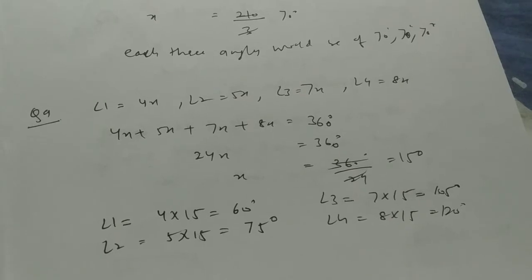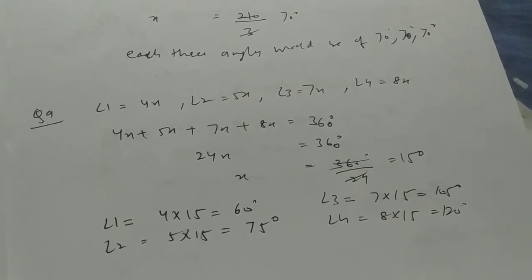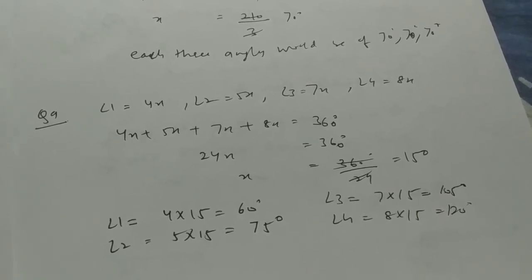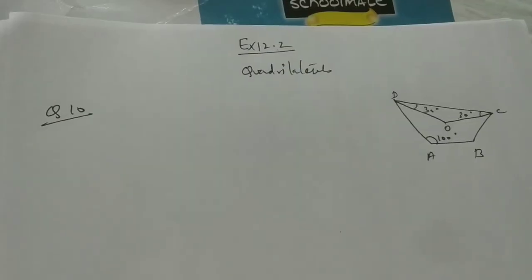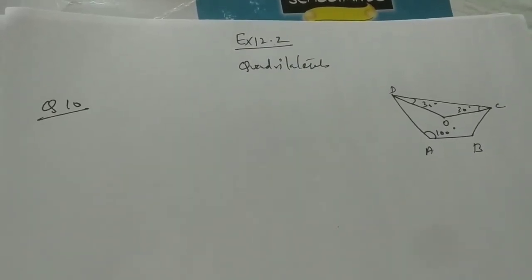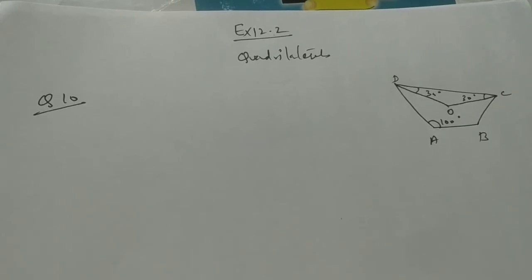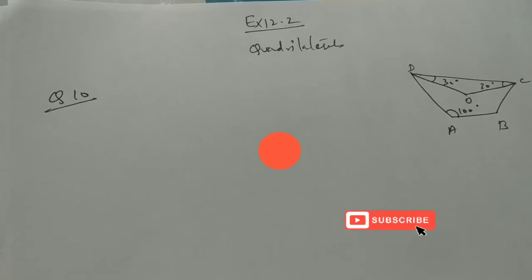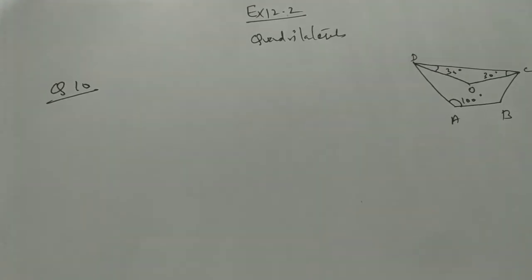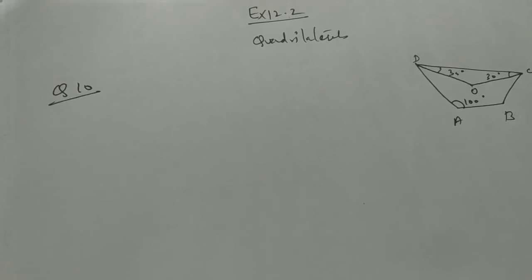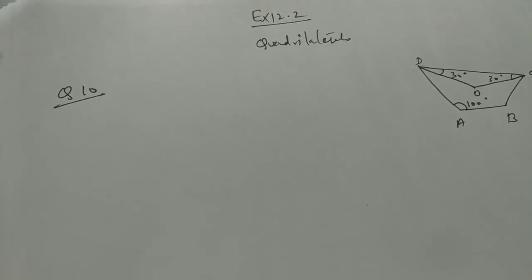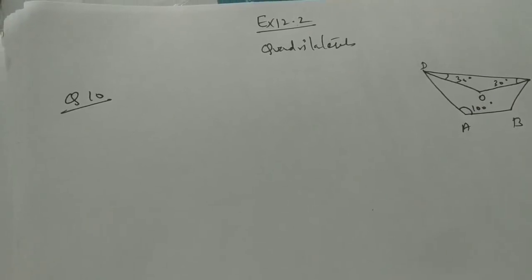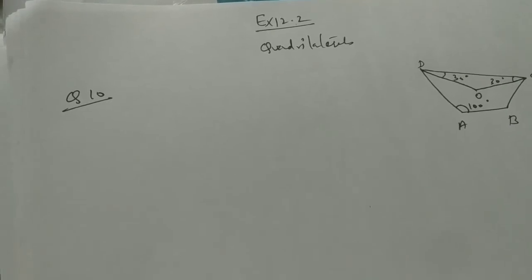Now come to question number 10, which is the last question of exercise 12.2 Quadrilaterals, class 8, Goel Brothers Publication House. Question number 10 says, in the given figure DO and CO are the bisectors of angle ADC and angle BCD respectively. If angle ADC equal to angle BCD equal to 60 degrees and angle DAB equal to 100 degrees, find the measure of angle DOC and angle ABC.